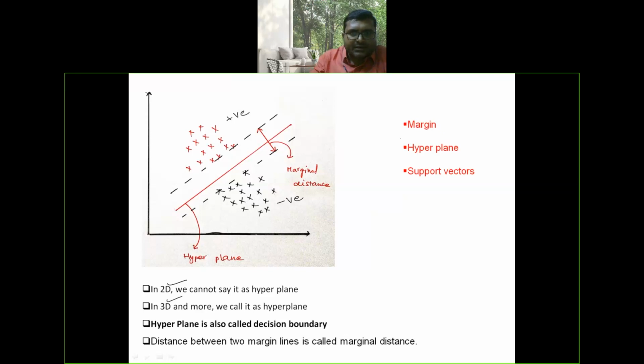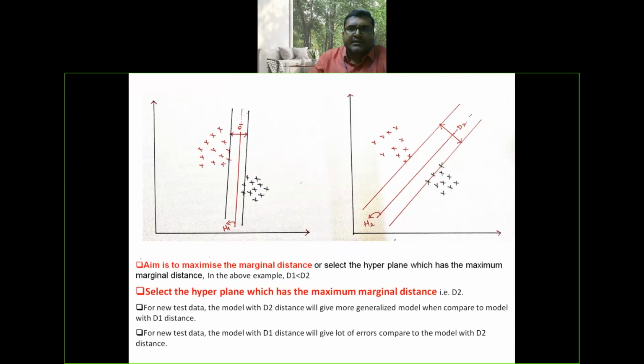Now, support vectors. After drawing some random marginal lines, this particular marginal line passes through these data points, and this particular marginal line passes through these data points. These data points are called support vectors. The data points onto which the margin passes are called support vectors. Here the aim is to maximize the marginal distance.